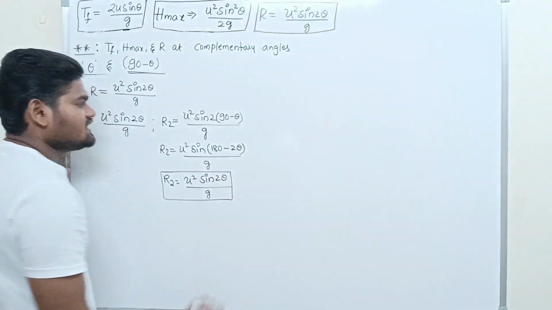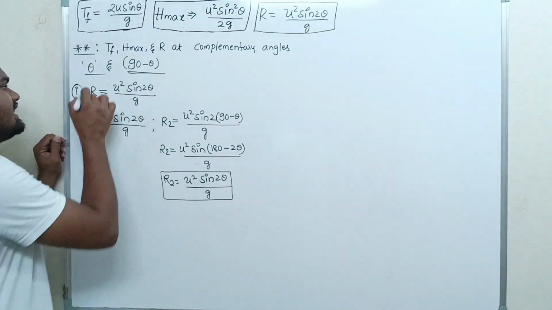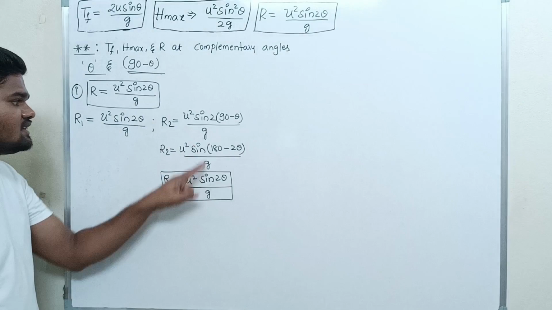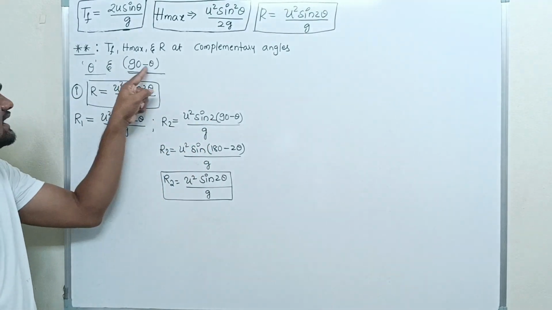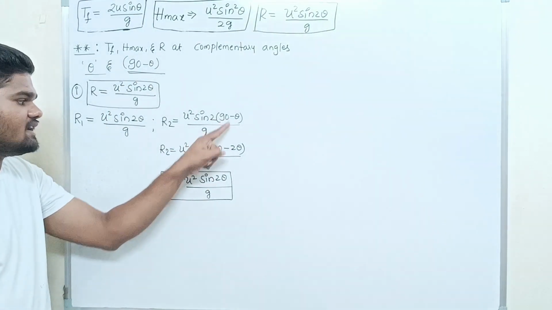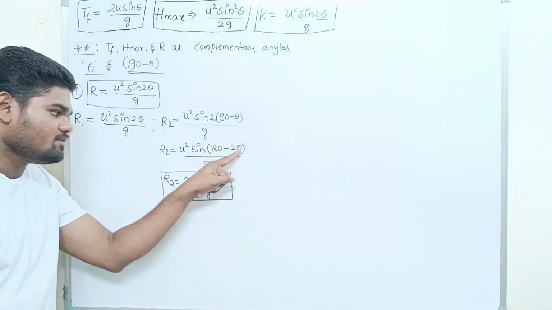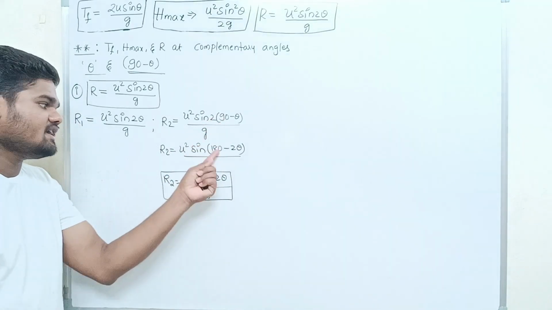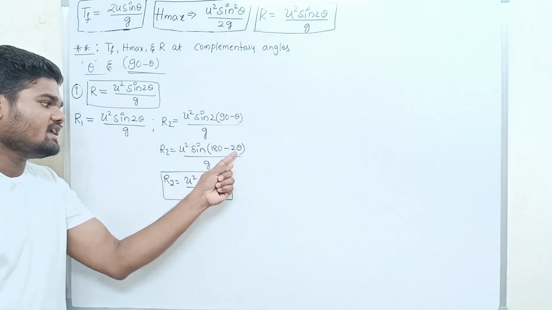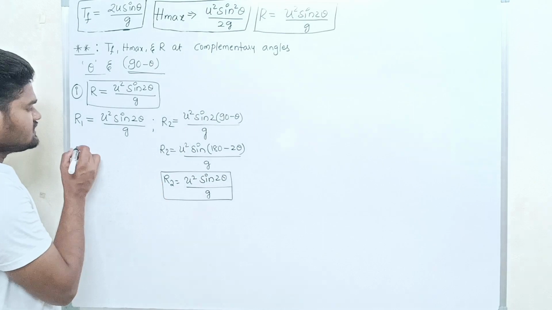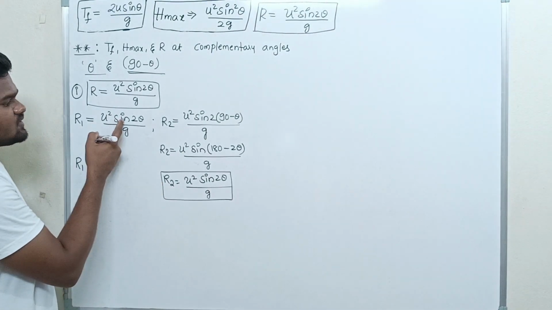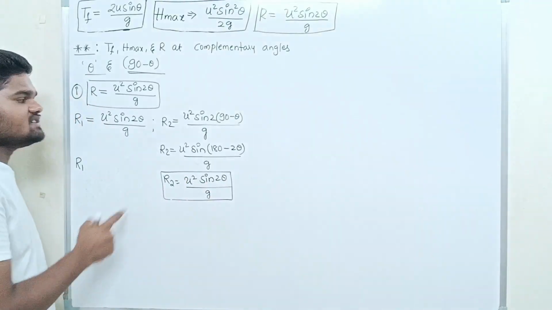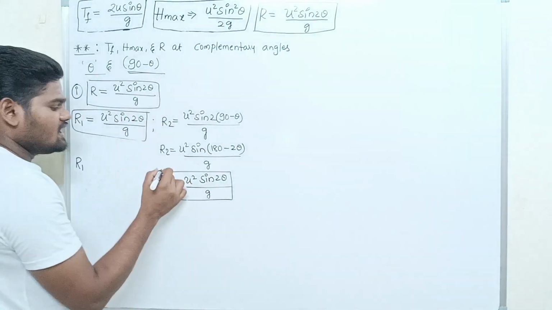Are you getting it? I'm just substituting 90 minus theta in the place of theta. So 2 into 90 minus theta is 2 into 90, 180, minus 2 into theta, 2 theta. Sine of 180 minus 2 theta is sine 2 theta. Have a look. R1 is equal to u square sine 2 theta by g. R2 is equal to u square sine 2 theta by g. Both are the same.